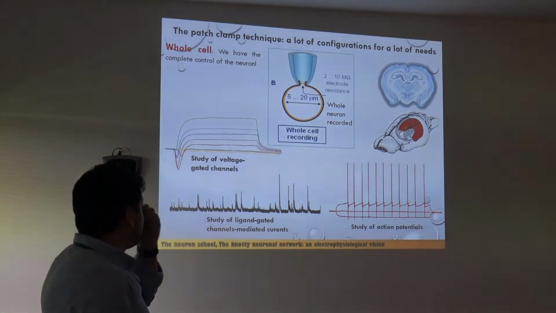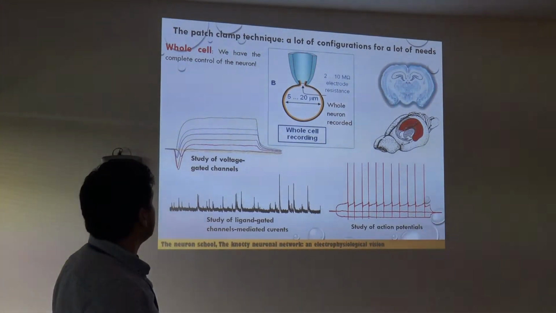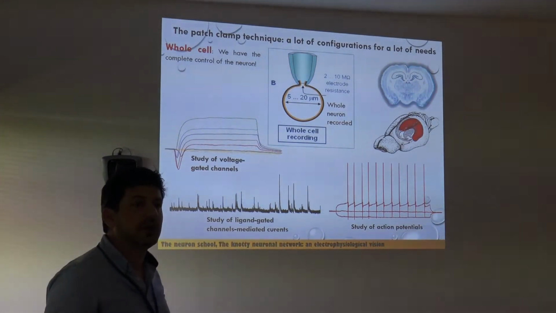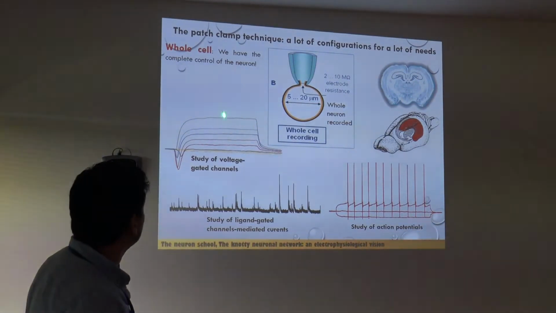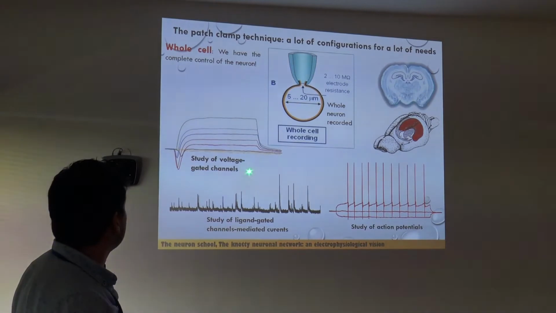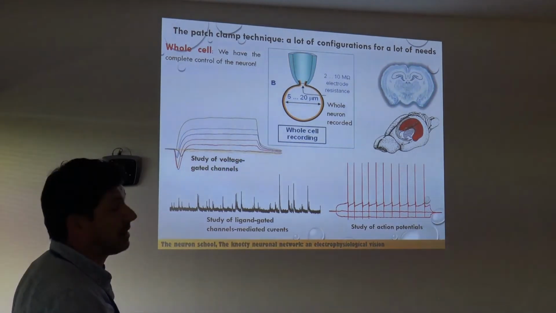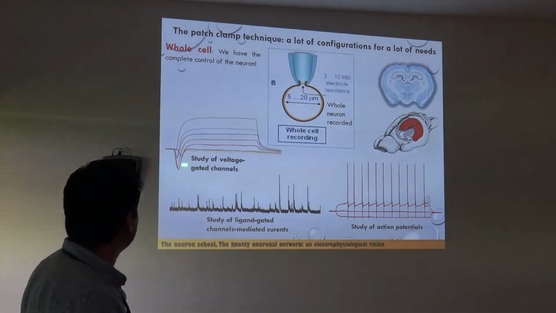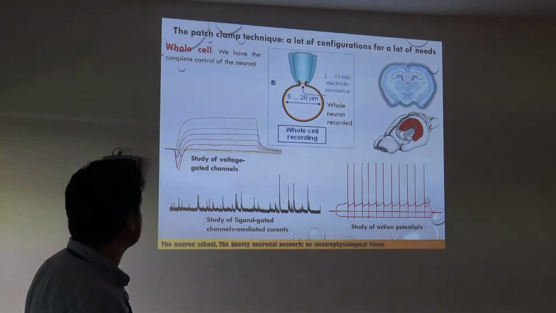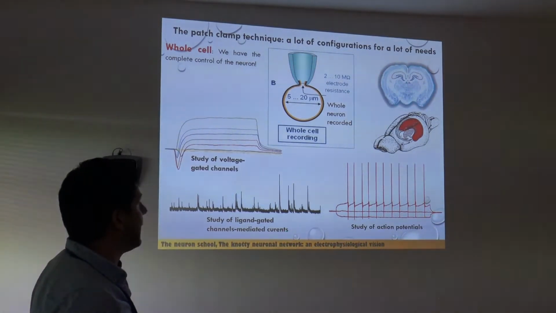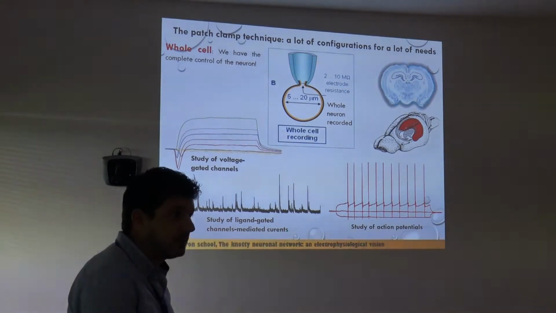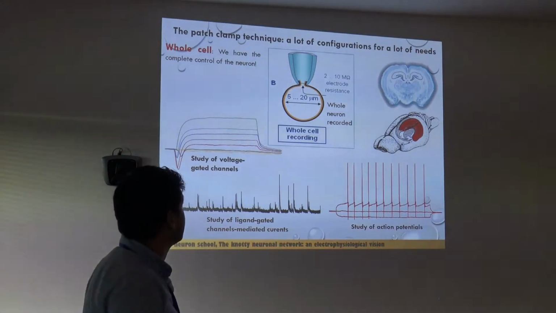Okay, let's talk about the whole cell recording. Whole cell recording allows you to do everything. Okay, that's why it's the most used configuration. With the whole cell recording, you can study voltage gated channels, for example, in order to study potassium and sodium currents. You can study the ligand gated channels, mediated currents, and you can study obviously the action potential, the real one, not what we measure in the cell attached recording.